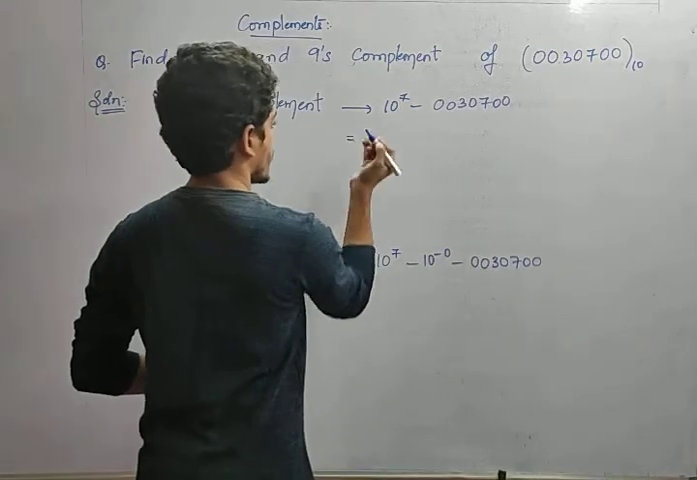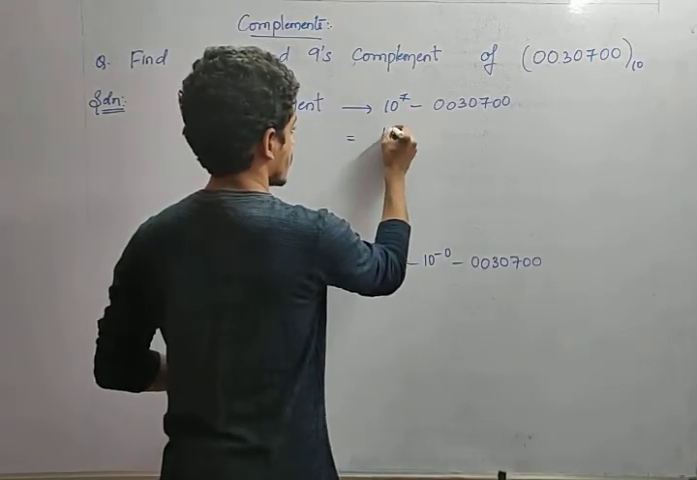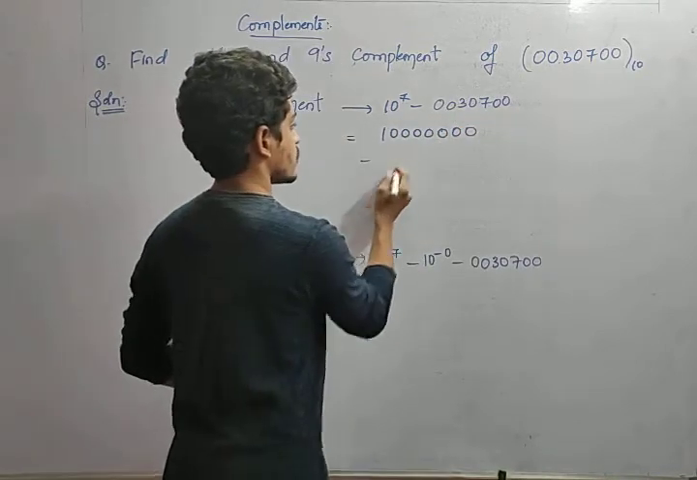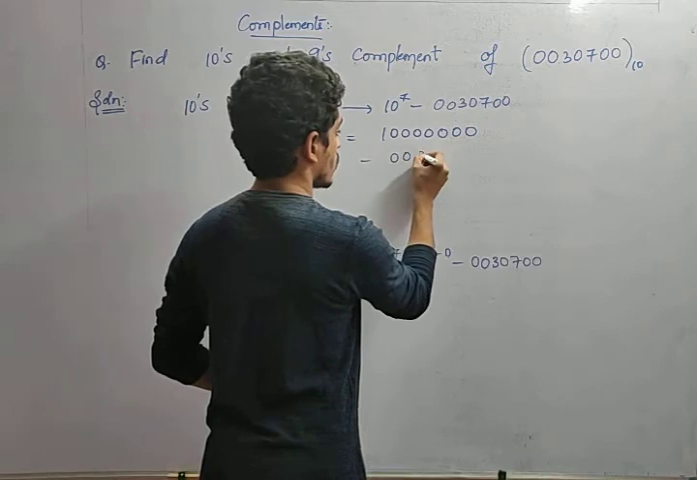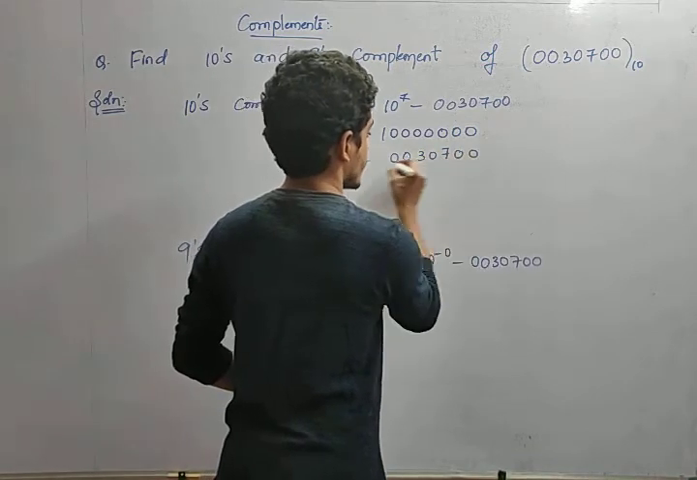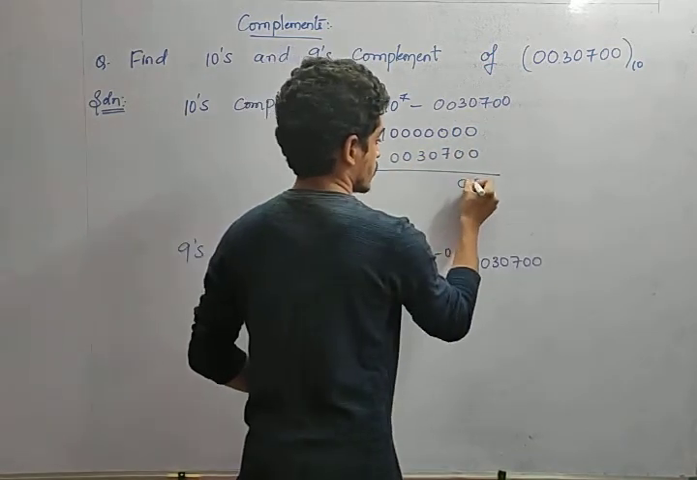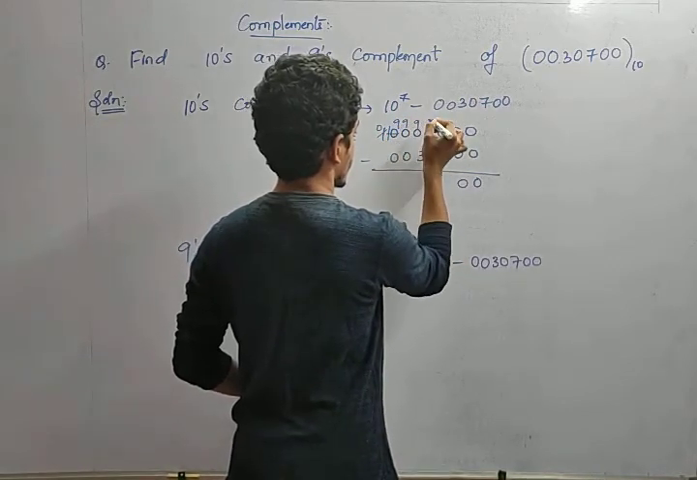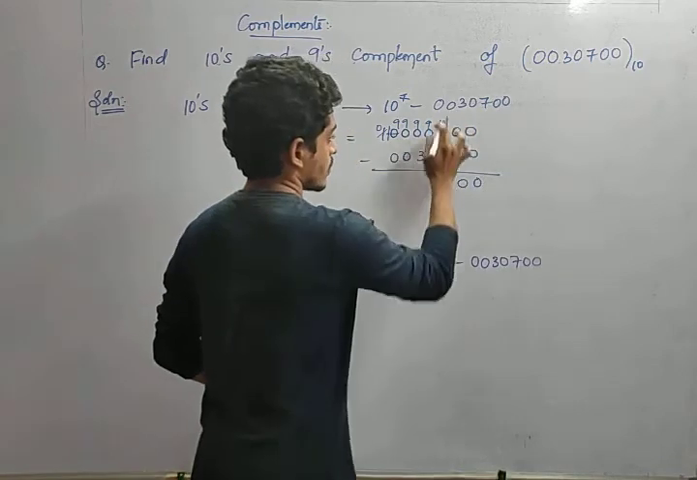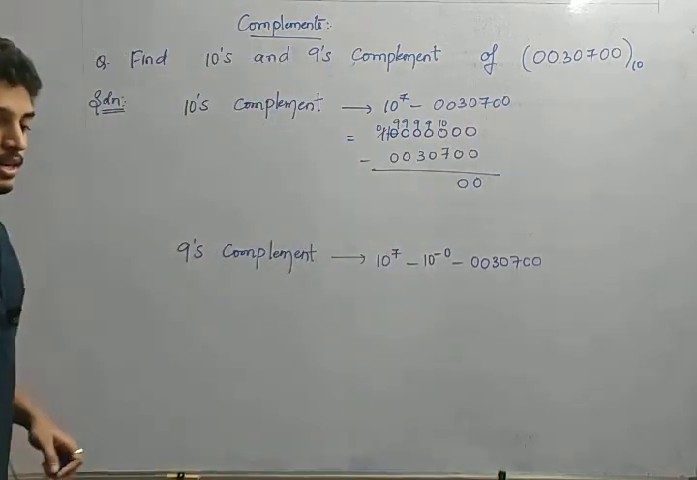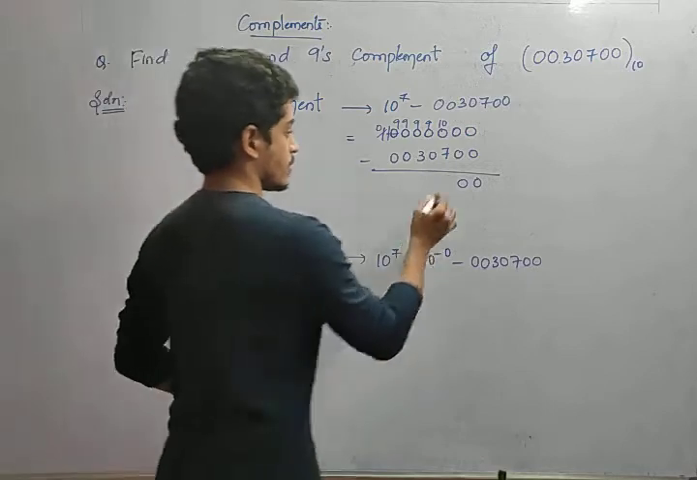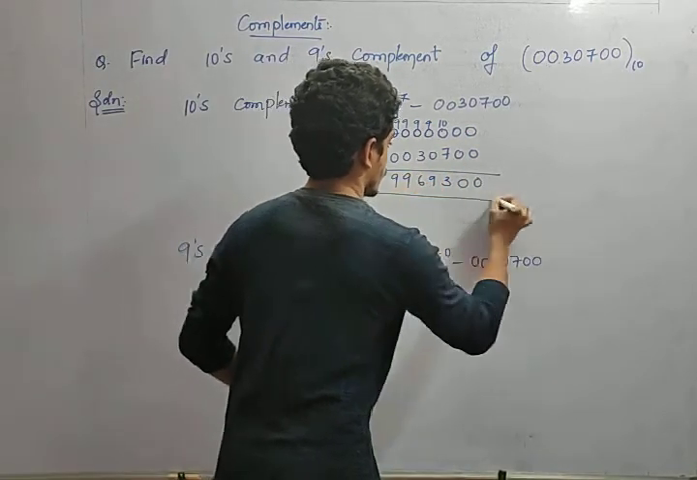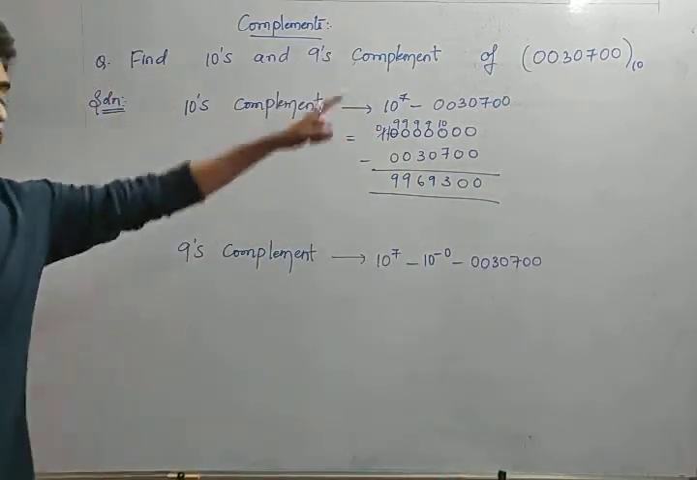Now how can we calculate 10's complement, friends? 10 power 7 is nothing but 1 followed by 0, 0, 0, 0, 0, 0, 0. Minus we have to do 0, 0, 3, 0, 7, 0. Now calculate. There are zeros, so we have to take a borrow here. This is 9, this is 9, this is 9, this is 9, and this is 10. So 10 minus 7 is nothing but 3. Then this is 9, this is 6, this is 9, this is 9. So this is the 10's complement of the given number.